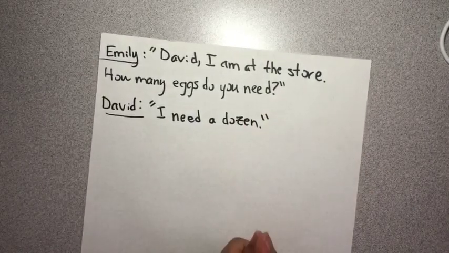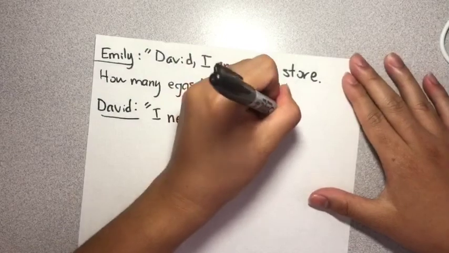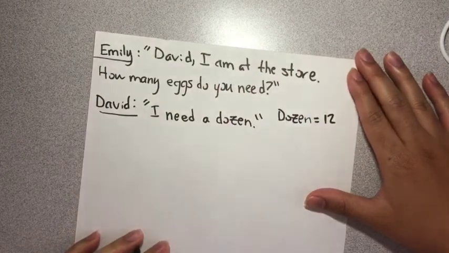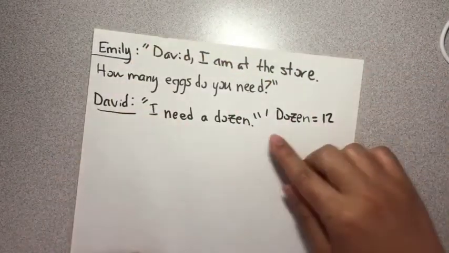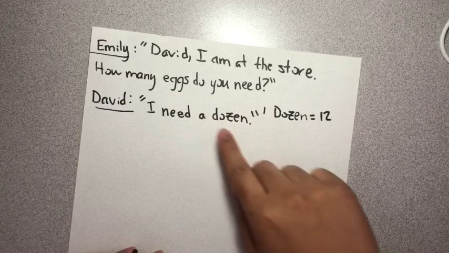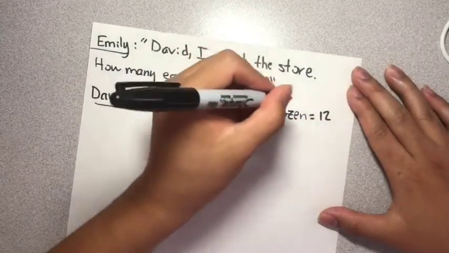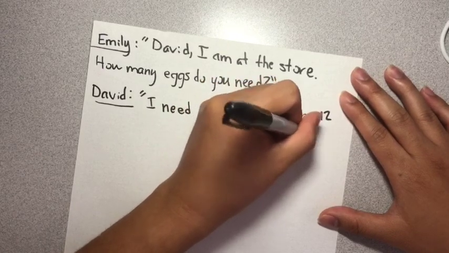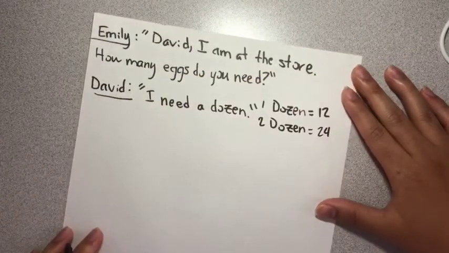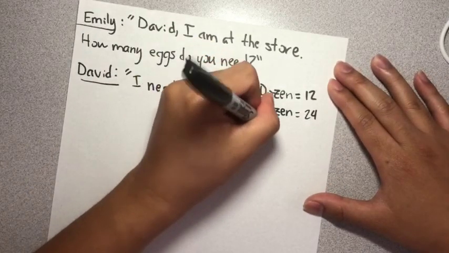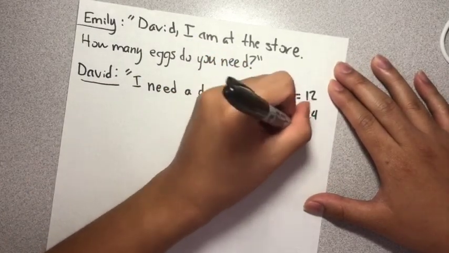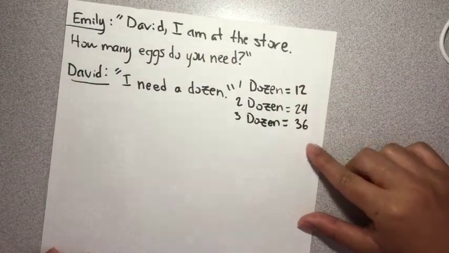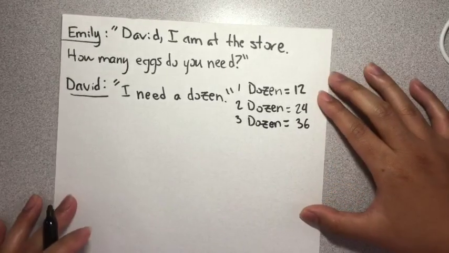What does a dozen mean? A dozen means 12. One dozen means 12. David needs 12 eggs. So because a dozen means 12, 2 dozen means 24. And 3 dozen, if you go shopping at Costco, 3 dozen means 36 eggs. Because sometimes we need 36 eggs.